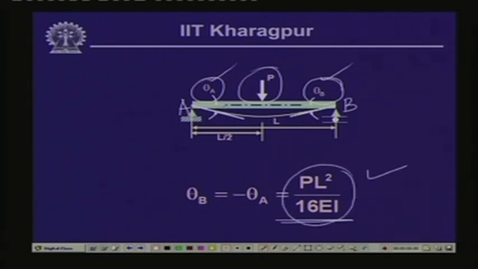And from the sign convention, as you know, from this axis it is rotating in a clockwise direction, from this axis it is rotating in an anticlockwise direction. So, for this matter it is negative, and according to our convention this is positive, and this is what is indicated over here. Theta B is equal to minus theta A, and magnitude wise it is P L square by 16 EI. So, those were the answers to the questions which we had posed last time.